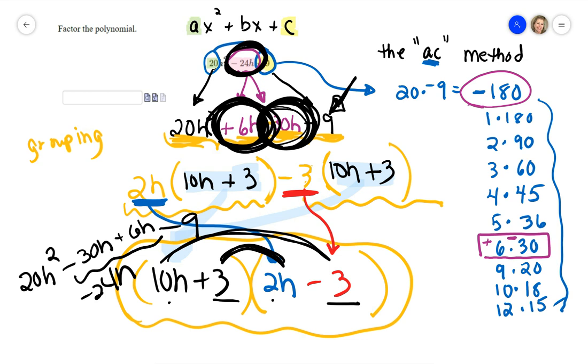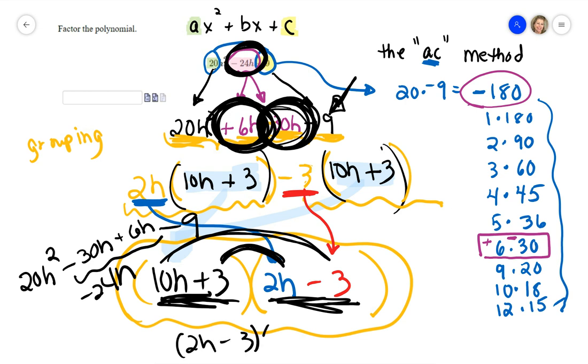Boy, that's a big old mess. But anyway, one of your factors should be a 10h plus 3, and the other one is a 2h minus 3. And those sets of parentheses can go in either order. It really doesn't matter. Some people like to factor the 10h plus 3 behind because it's behind the 2h and behind the minus 3. So they like to go 2h minus 3 times 10h plus 3. But you know what? Mobius doesn't care.